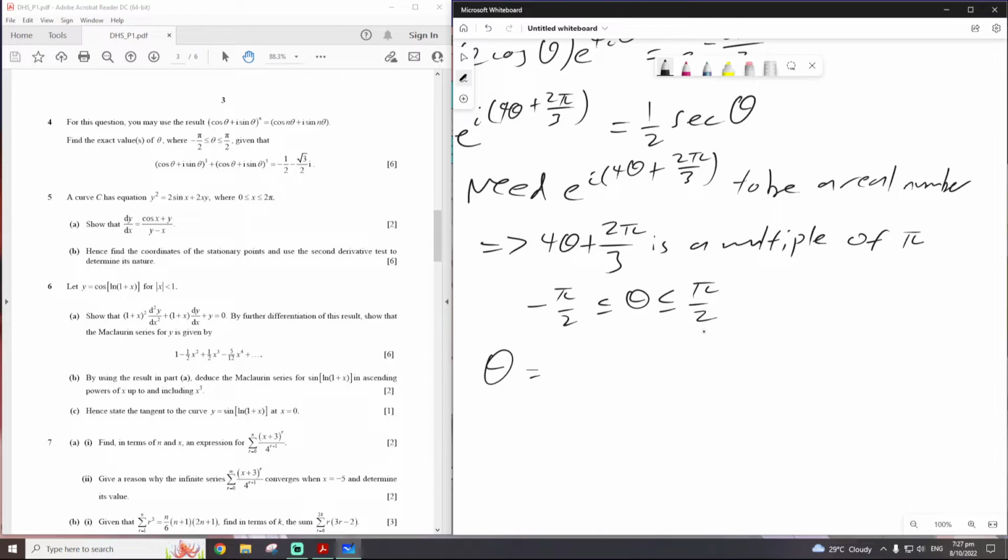So how do we get this? What's the smallest possible value of theta? Well, this plus 2 pi over 3 allows me to bring this to negative 5 pi over 6. No. When you add this, is 4. It's negative 7 pi over 6, is it?